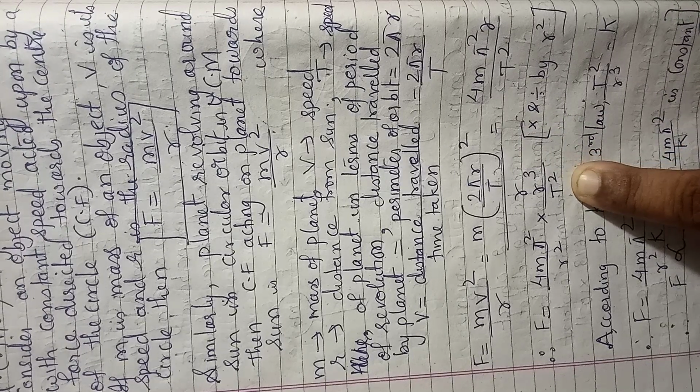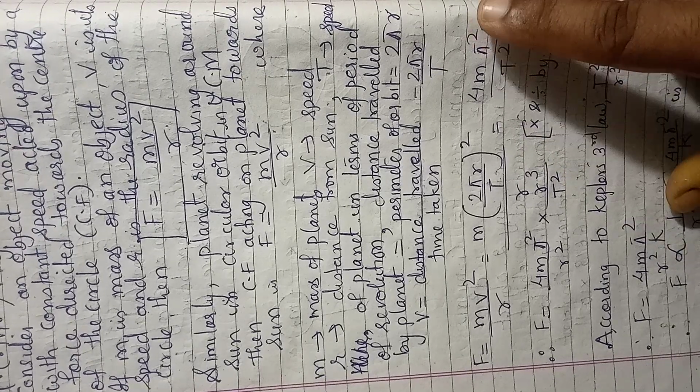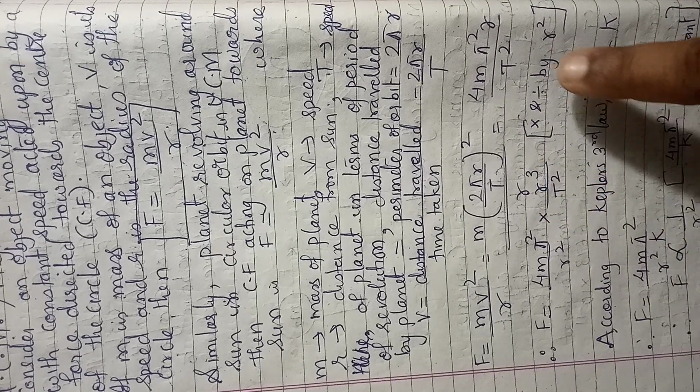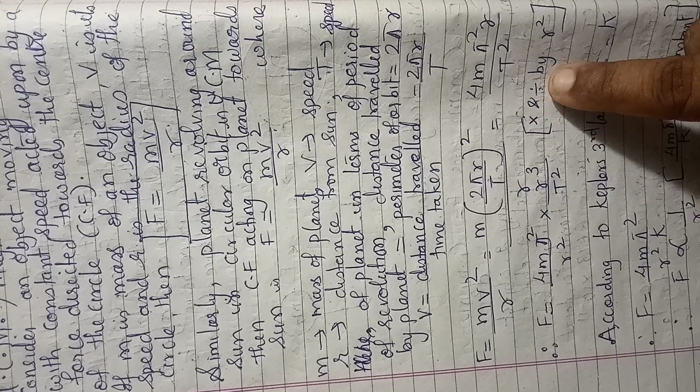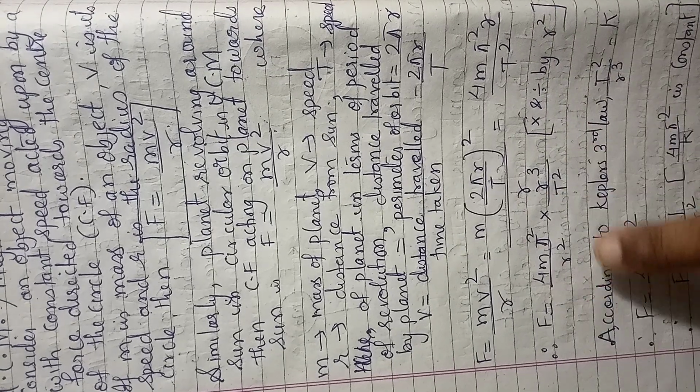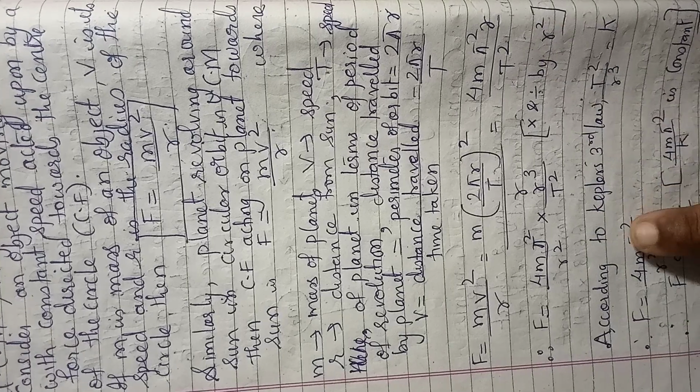How is this possible? Here only r is there, and here r square and r cube are there. This is possible by multiplying and dividing by r square. Thus we get this term.